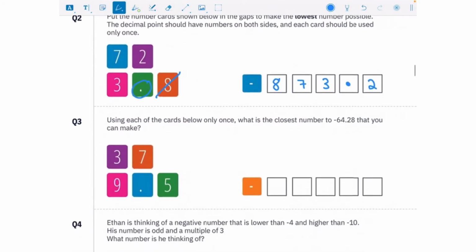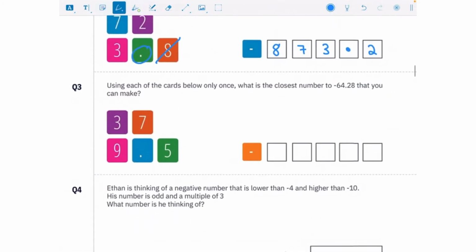So question number 3, using each of the cards below only once, what is the closest number to minus 64.28 that you can make? Okay, we haven't got a 6, so we can't put a 6 here, so we're going to have to think around that. So 64.28, 64 is closer to the 50s than it is to the 70s. So let's go for 59. That's going to get us as close as we can.